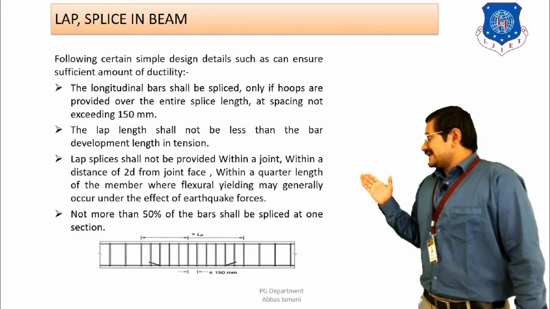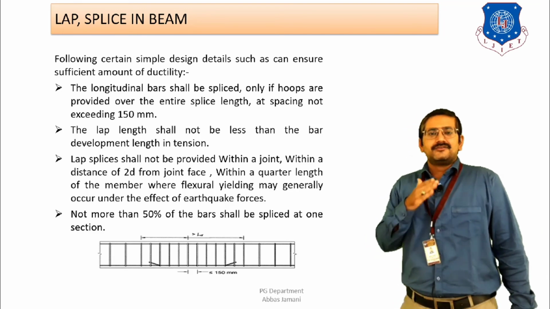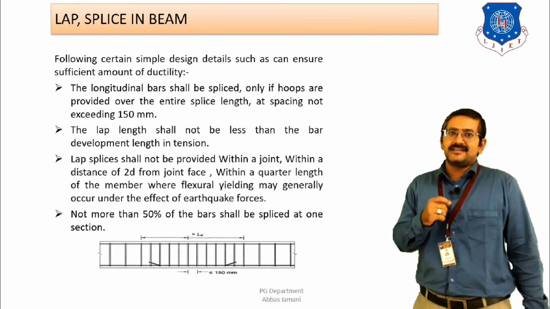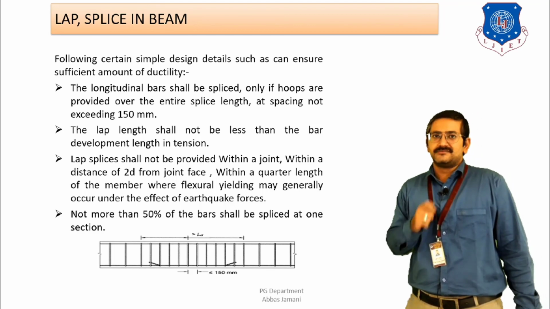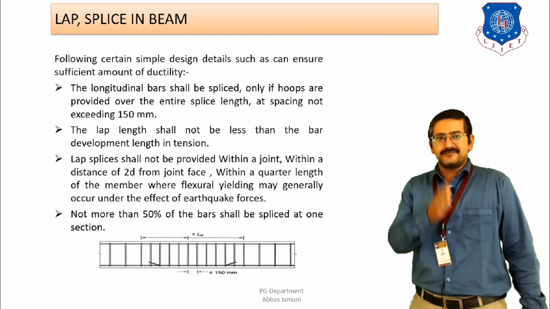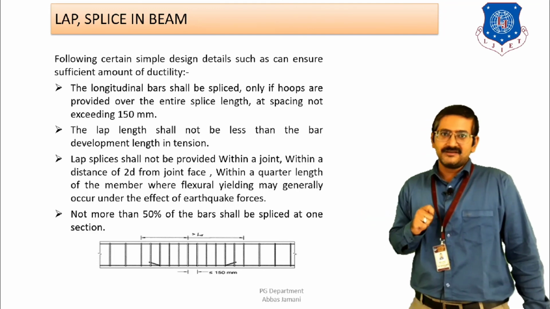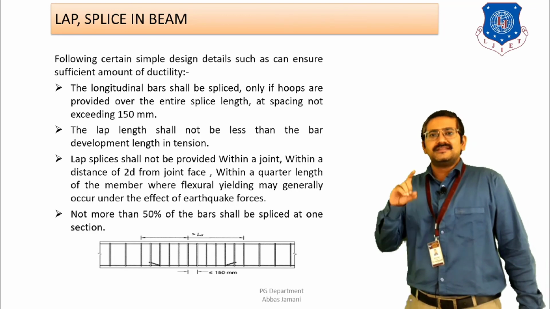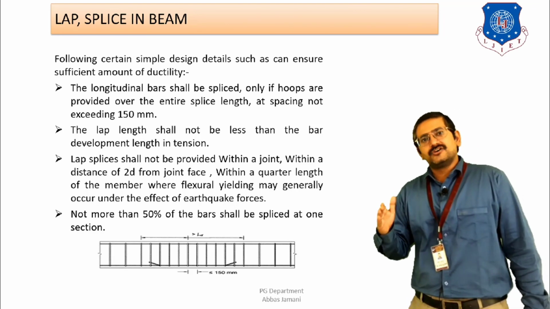If I talk about lap joint, then it is saying that the lap should not be provided within a joint, so exactly near the column you cannot provide it. Second, it is saying 2D distance from the face of the column, so there also you cannot provide. That is from the face of the column up to 2D distance, where D is again the effective depth of the beam, for that distance also the lap should not be provided. And lastly, D by 4. At that region also the lap should not be provided.